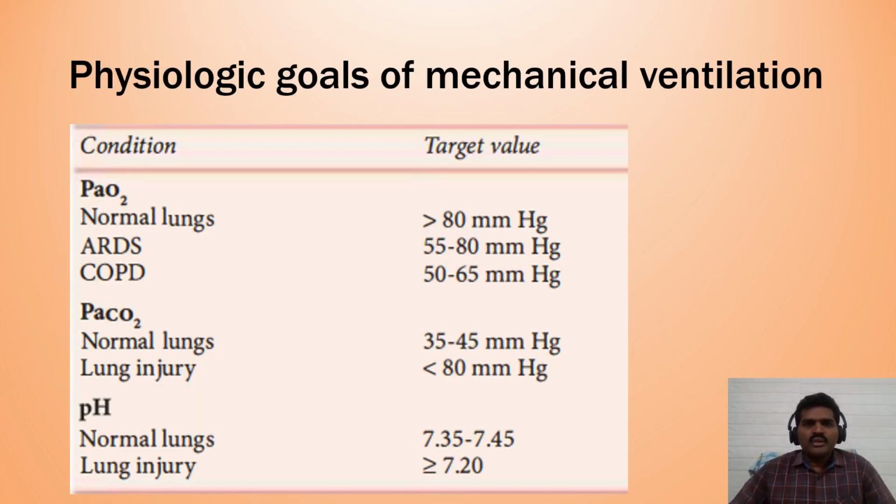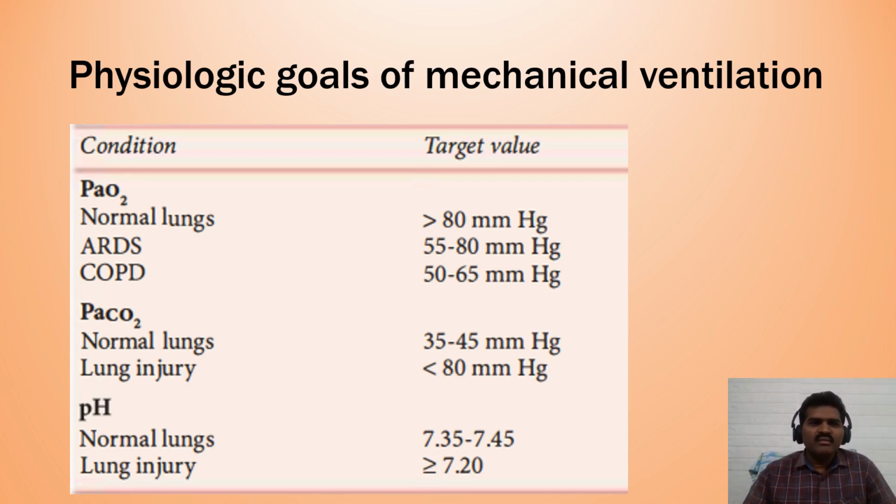So continuing with the physiological goals of mechanical ventilation, as we already discussed, you need to reduce the work of breathing. Your aim is to reduce additional lung injury. And when you talk in terms of oxygenation and CO2 removal, we spoke about permissive hypoxemia and permissive hypercapnia in selected patients. So these are the target values for mechanical ventilation.